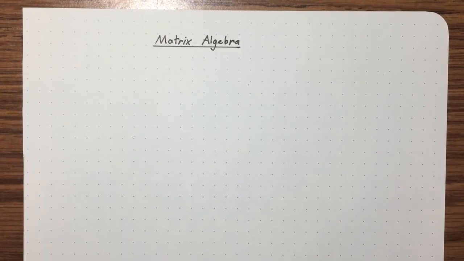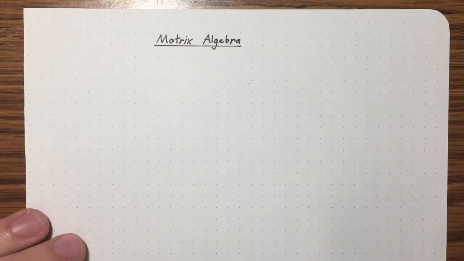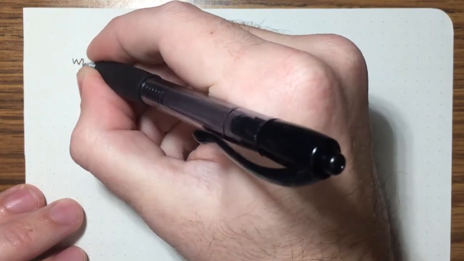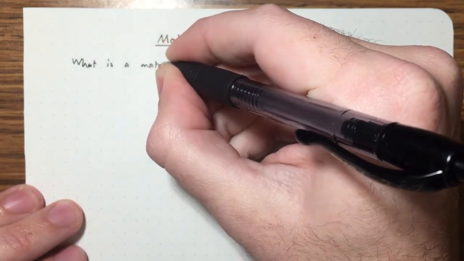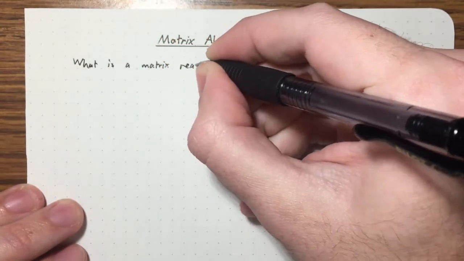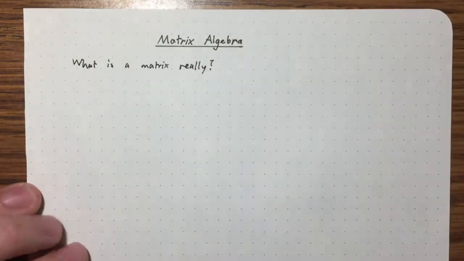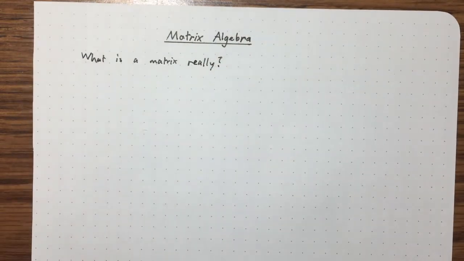This lecture is going to be all about matrices. In particular, how do we think about a matrix, and what are all the various mathematical operations that we can do with matrices? Okay, so to start off, I just want to ask the question, what is a matrix really? Not just what is it mathematically, what's the definition of it, but how do you think about a matrix?